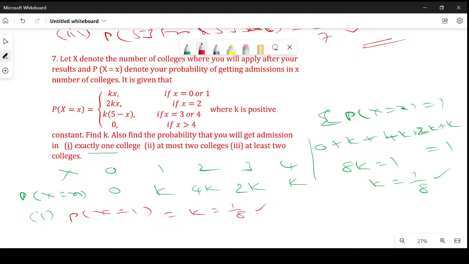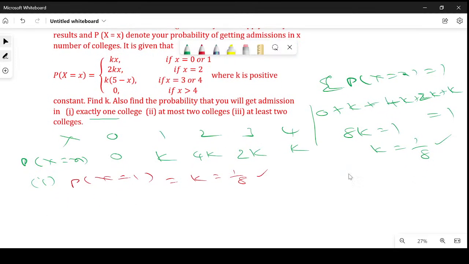At most 2 colleges. When they are talking about at most 2 colleges, it means maximum 2. So be careful. At most means maximum, P of X less than or equal to 2. At most 2, so then what are the possible X less than or equal to 2?